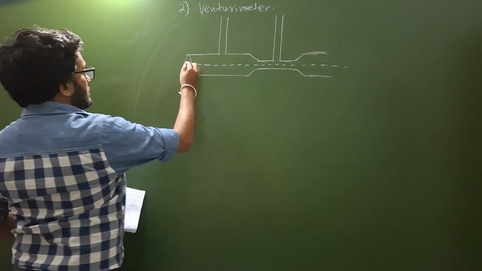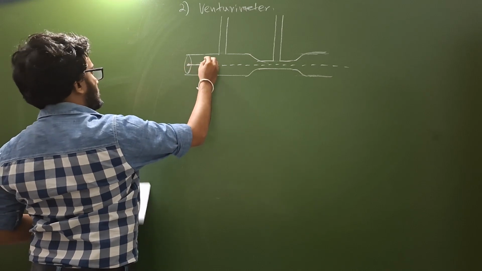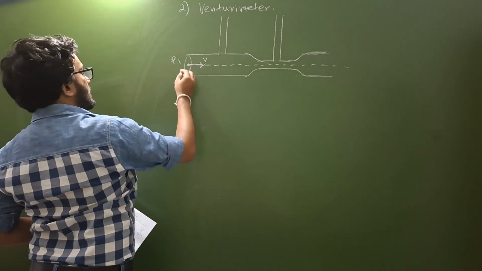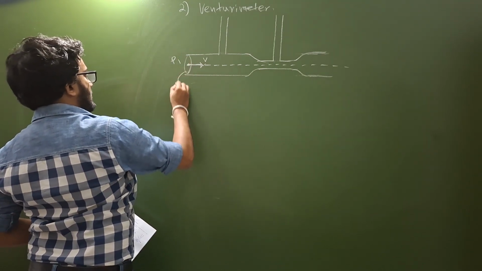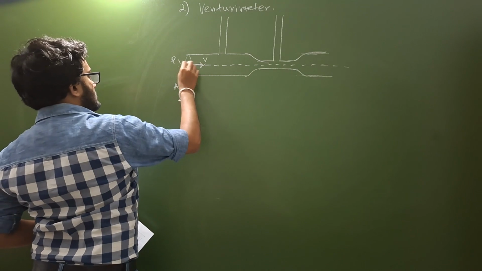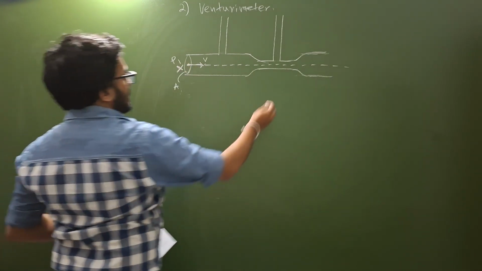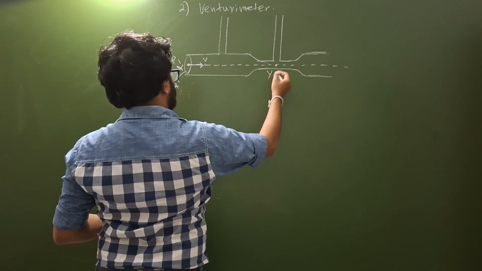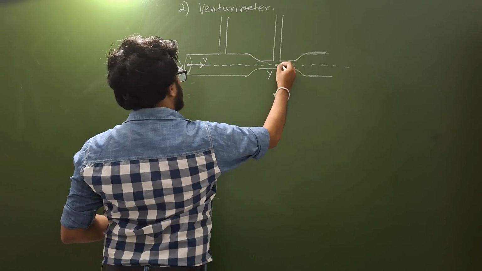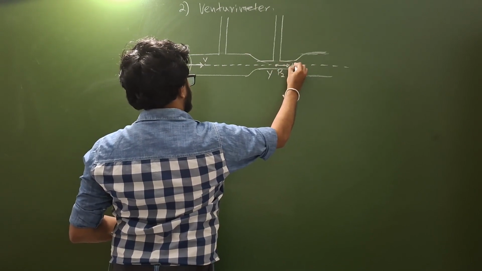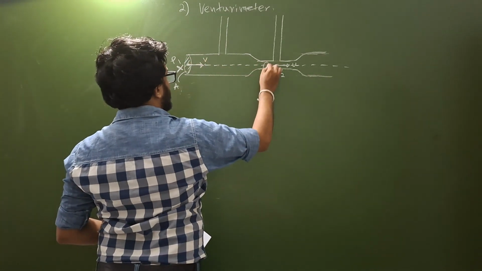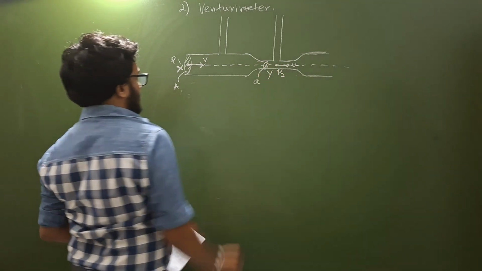Let's take the velocity at this tube as V, pressure at this place as P1, and area as capital A. Let's name the place as X place, and let this be Y place. Let's take the pressure of this place as P2, velocity at this place as U, and the cross-sectional area at this tube as simple A.